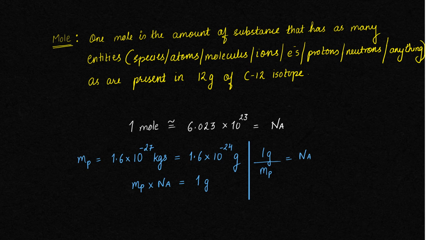Similarly, we could have chosen the neutron instead of the proton and we would get a very similar value of the Avogadro number, because the mass of the neutron is approximately same as the mass of the proton. So essentially speaking, 1 mole represents the number of protons present in 1 gram of any substance. And this is the exact reason why this quantity mole is important.